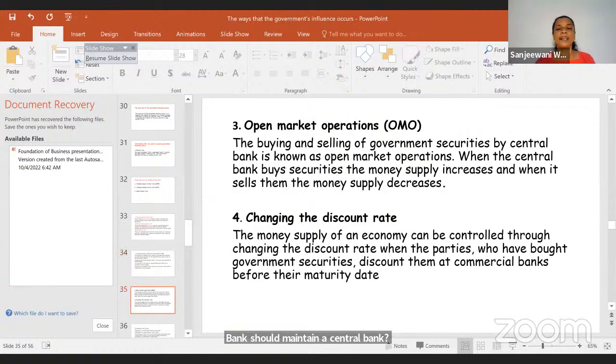Then the third one is open market operation. So what is open market operation? Buying and selling of government securities by the central bank.